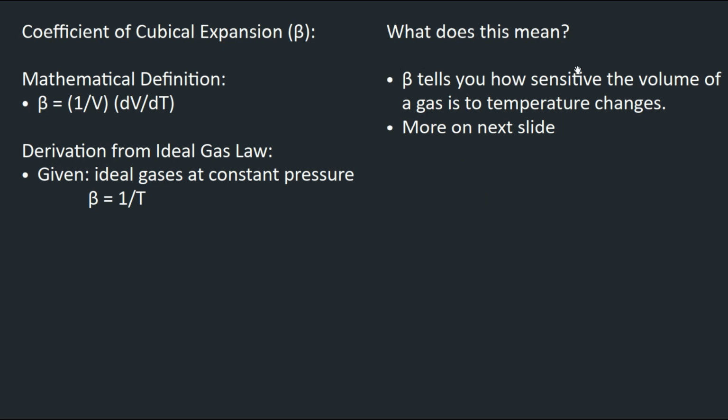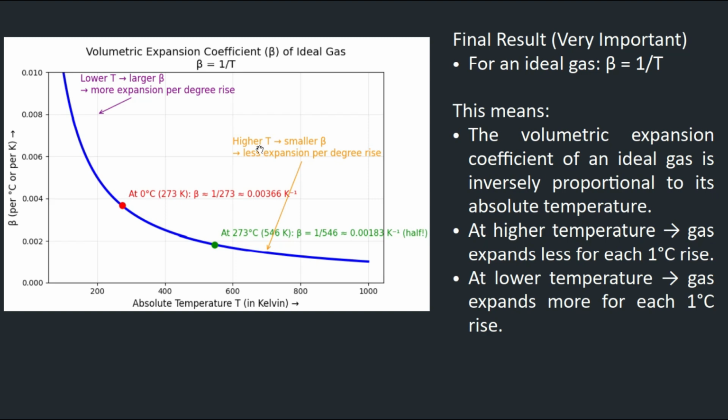Okay, so beta tells you how sensitive the volume of a gas, any given gas, is to temperature change. We have more interpretation in the next slide here. See, beta and T have an inverse relationship. So the graph is so.